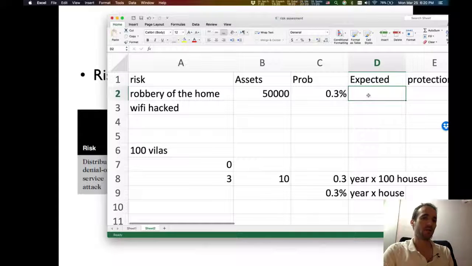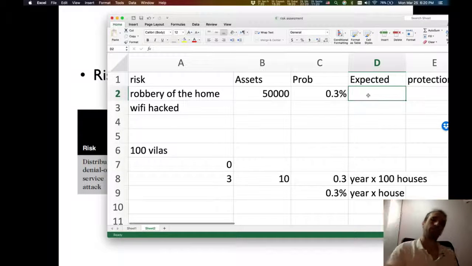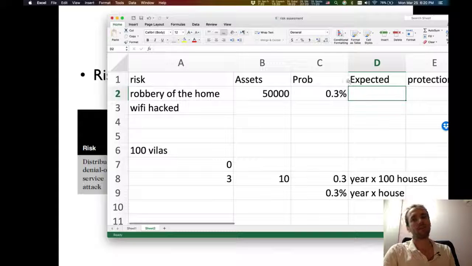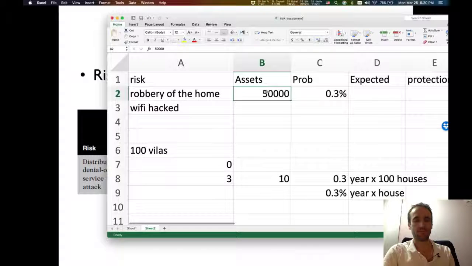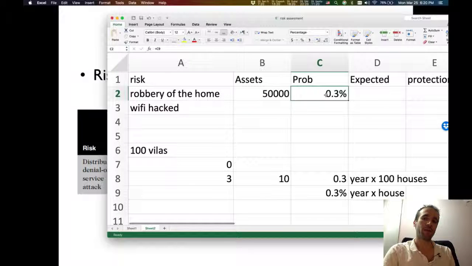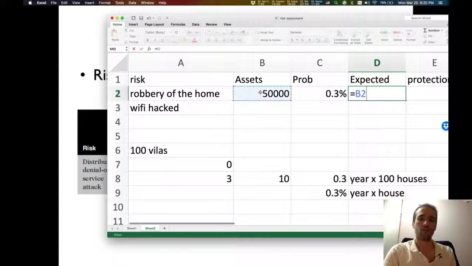So there's this thing called the expected value of a distribution, which you can understand as the average, basically the annual average. So I'm going to multiply the cost of the event by the probability of the event in 1 year, and that's the expected cost of this.